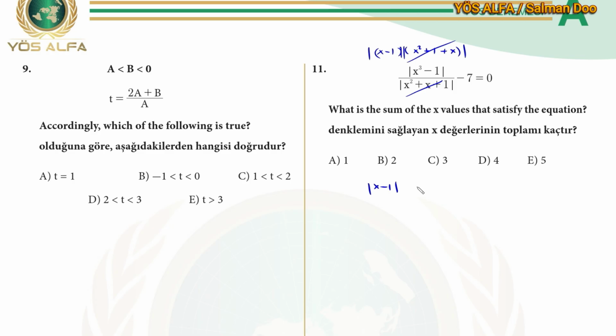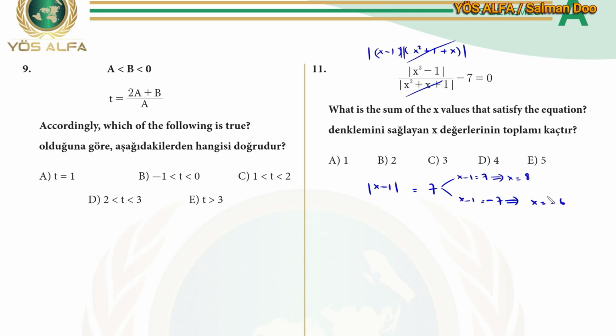The absolute value is equal to 7. From here we have two solutions. X minus 1 is equal to 7, or x is equal to 8 from here, and the second solution is x minus 1 is equal to -7, x is equal to -6.